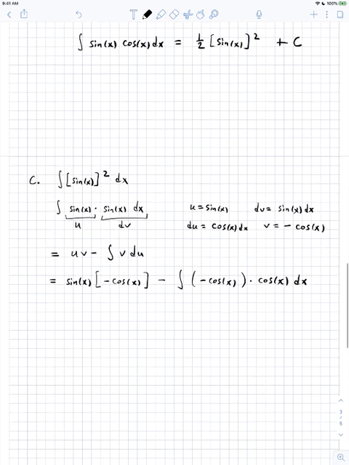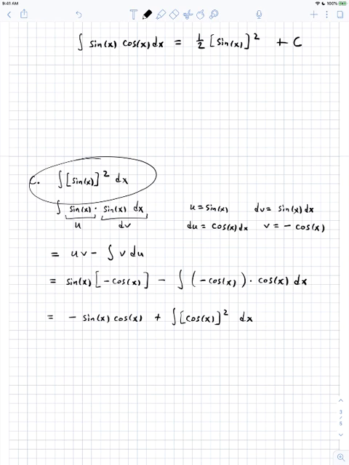All right, well, let's just simplify this a little bit. It's minus sine of x cosine of x, minus a minus is plus the integral of cosine of x quantity squared dx. And now we've ended up with something which looks very similar to what we started with. We started with sine squared, and now we have cosine squared in our integral. You could try using integration by parts again, but what you'd end up doing is canceling out this term, and you'd just end up with the integral of sine x quantity squared.